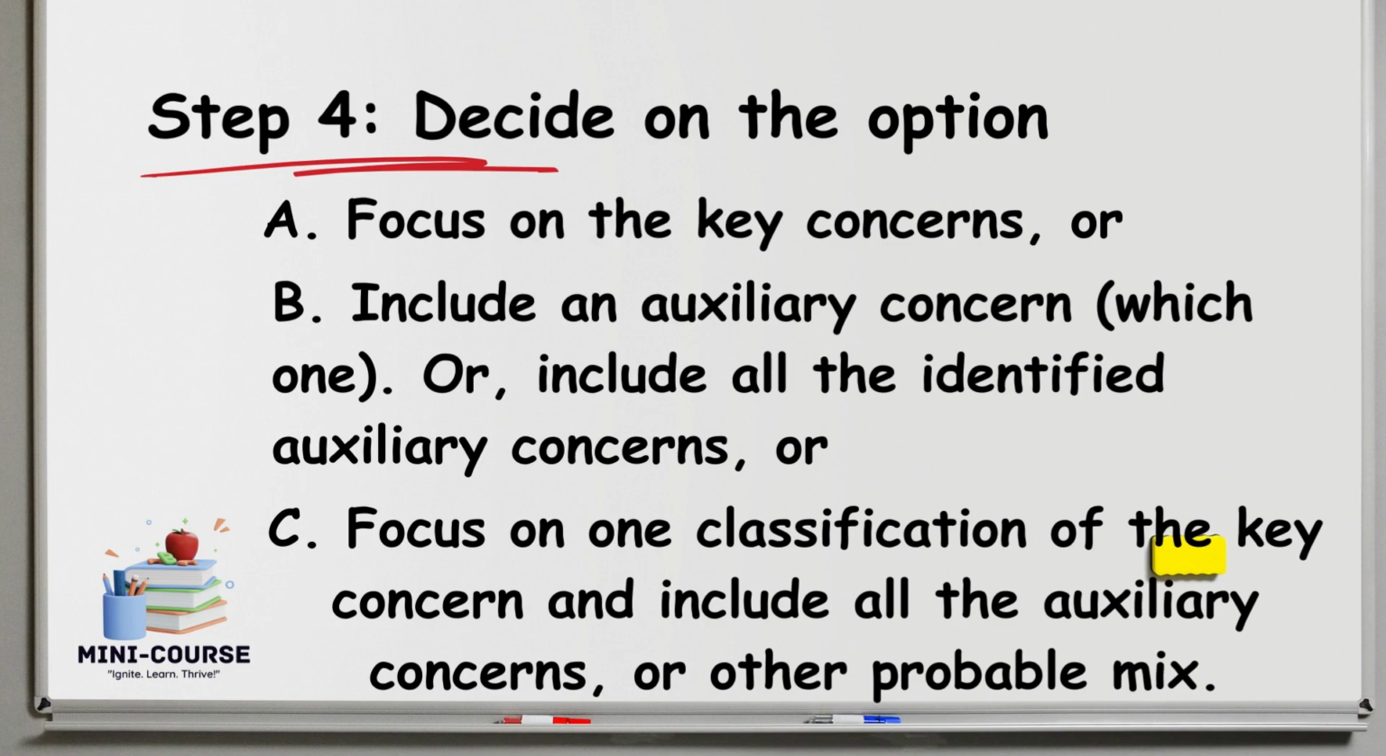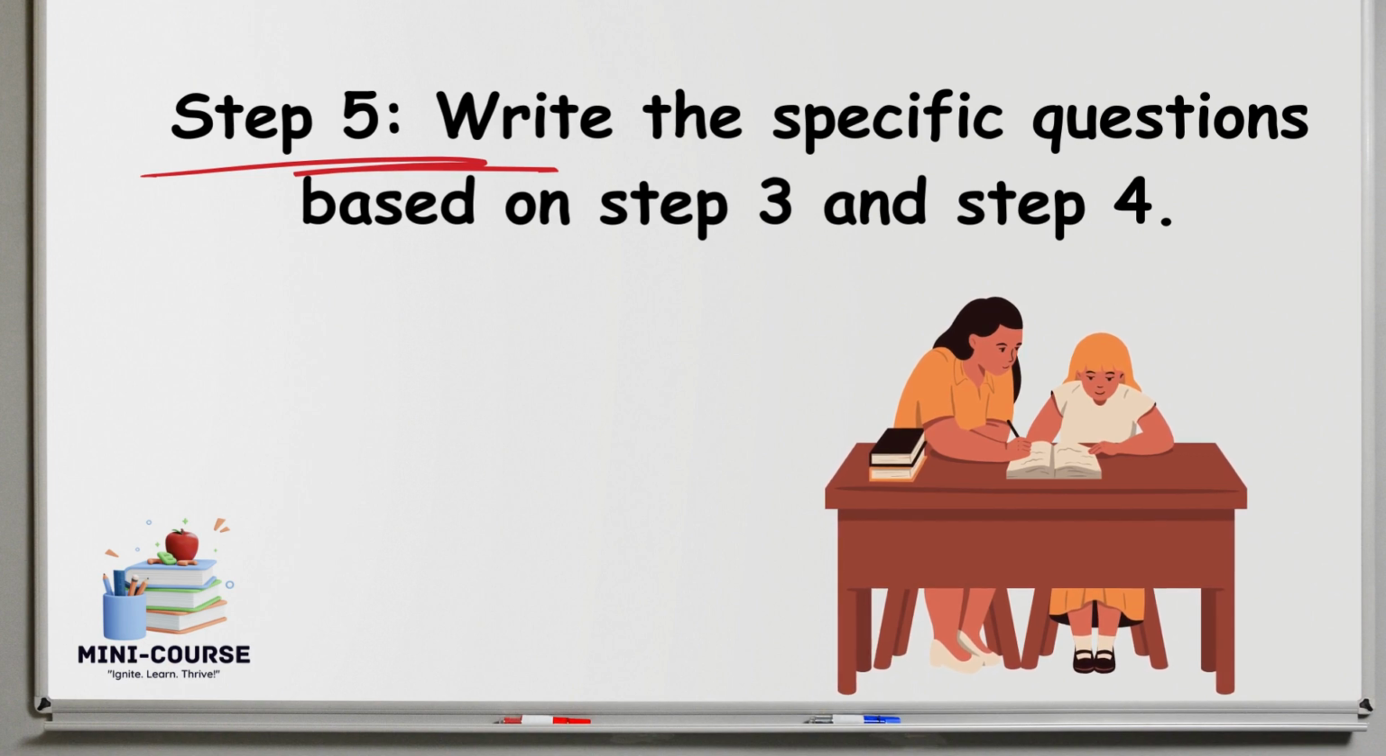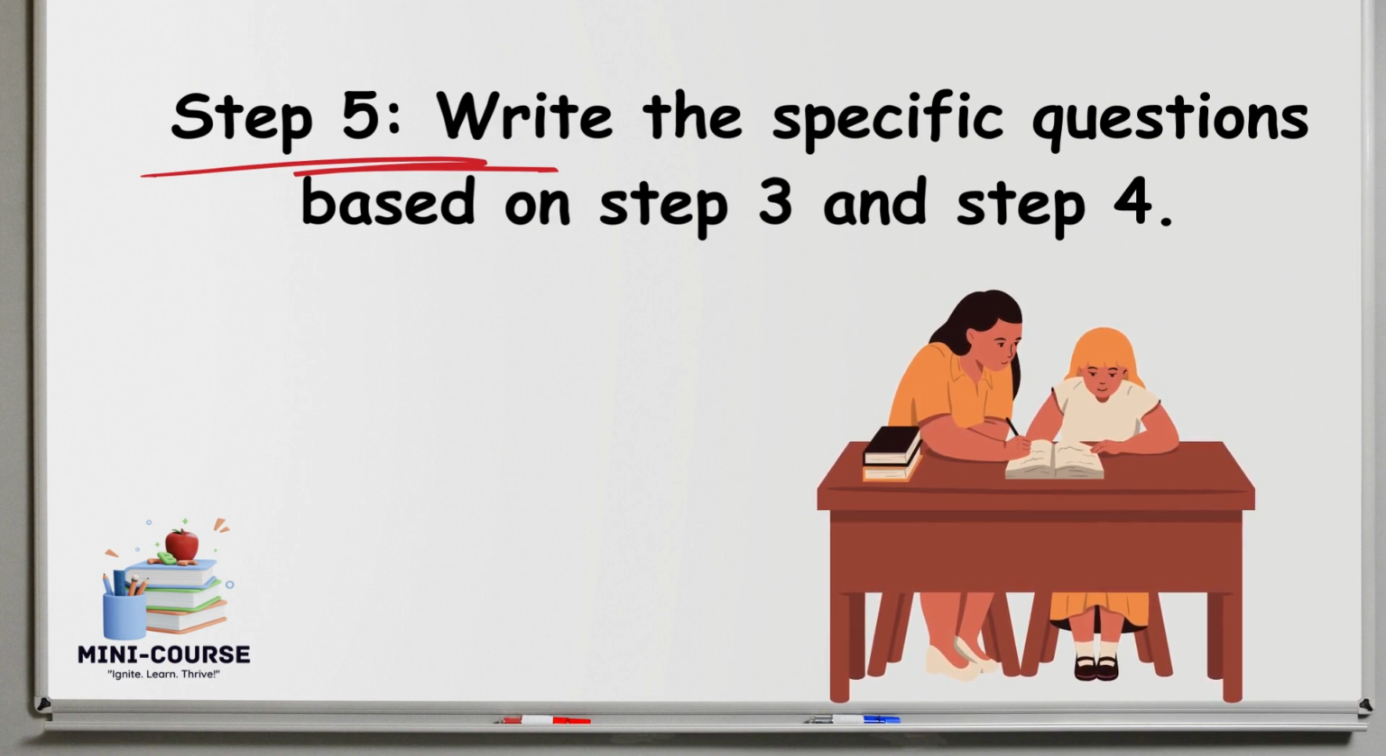Step 4. Decide on the option. A. Focus on the key concerns, or B. Include an auxiliary concern, which one? Or, include all the identified auxiliary concerns, or C. Focus on one classification of the key concern and include all the auxiliary concerns, or other probable mix. Step 5. Write the specific questions based on Step 3 and Step 4.